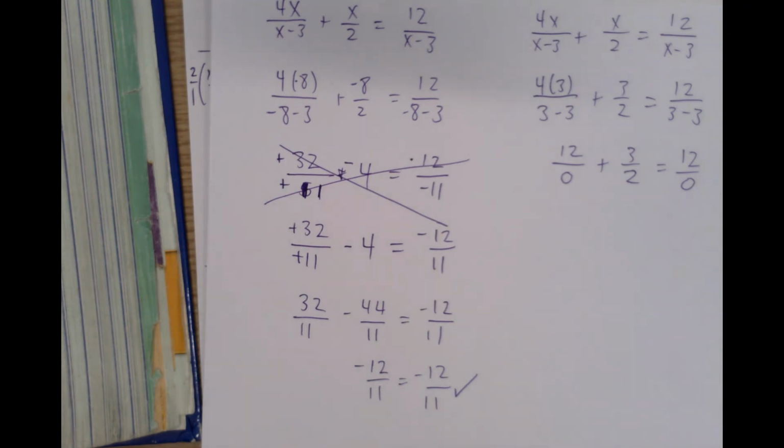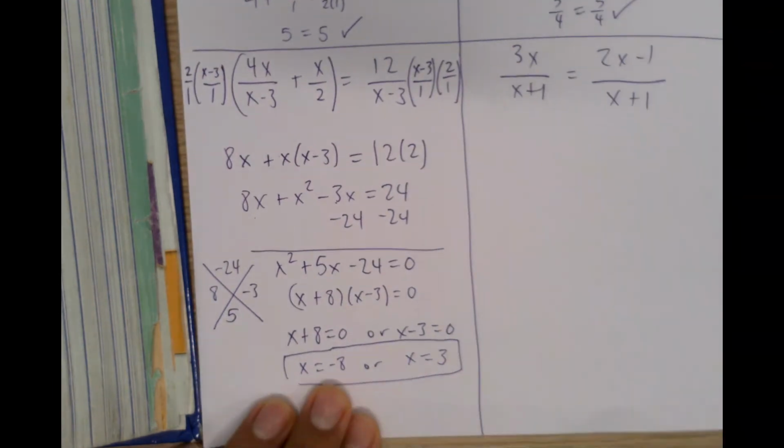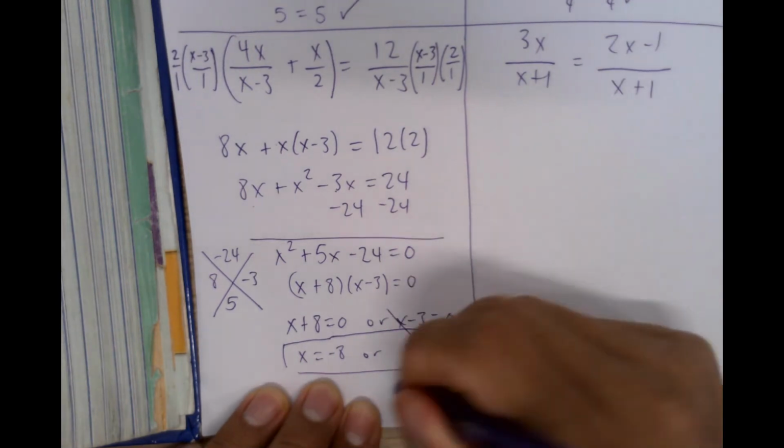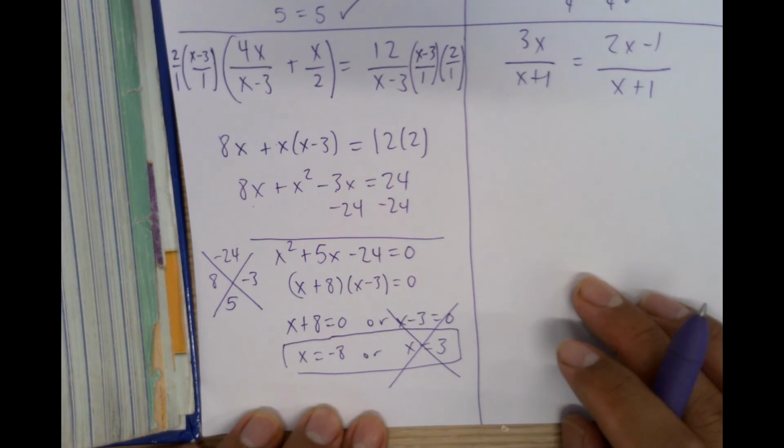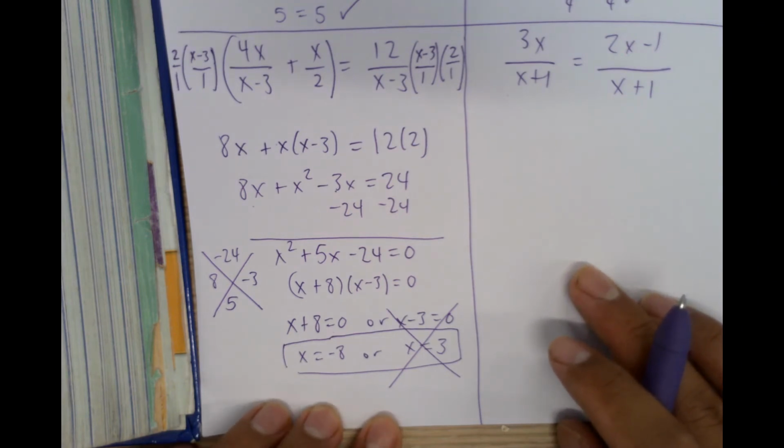And so you can go back to your original problem, and then you could cross out x equals 3 and be like, the only solution is actually x is equal to negative 8. So the only solution here is x is equal to negative 8. Okay. Question?